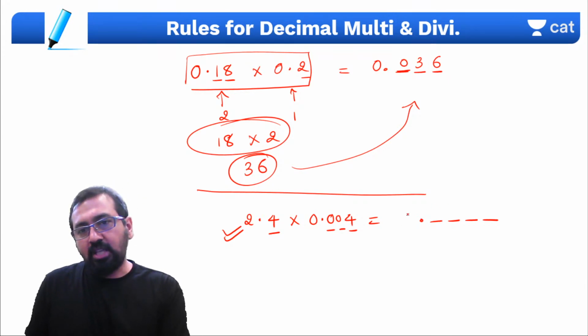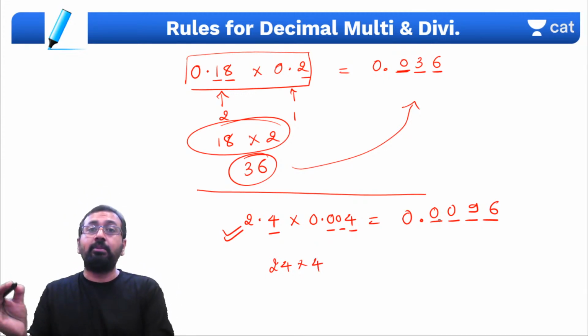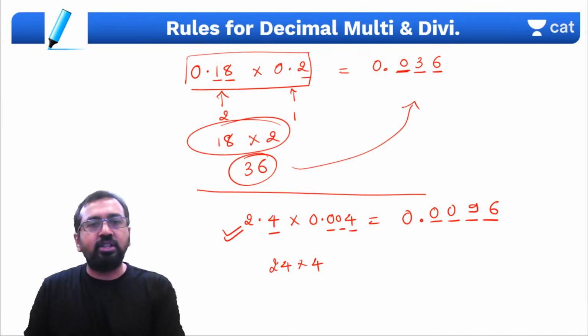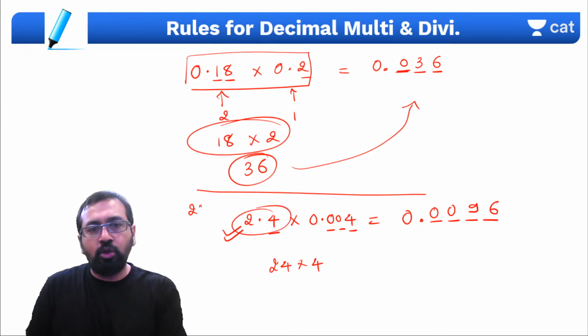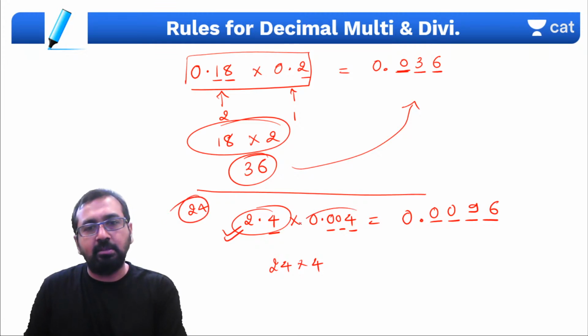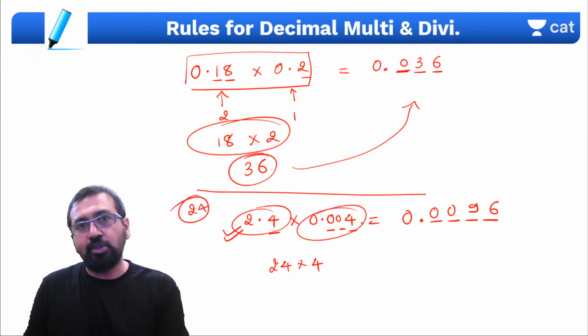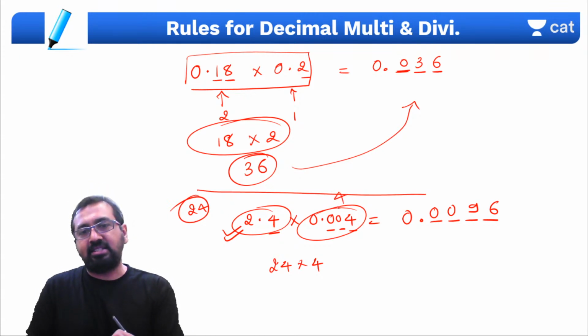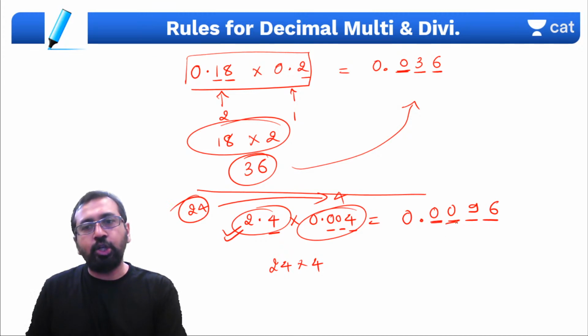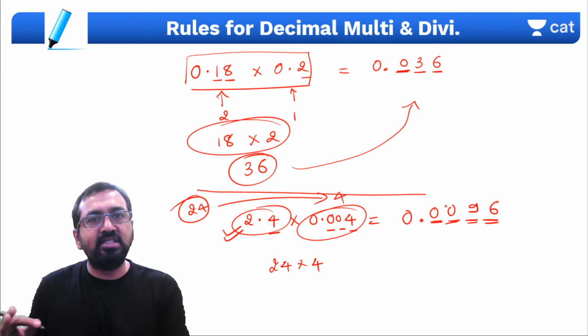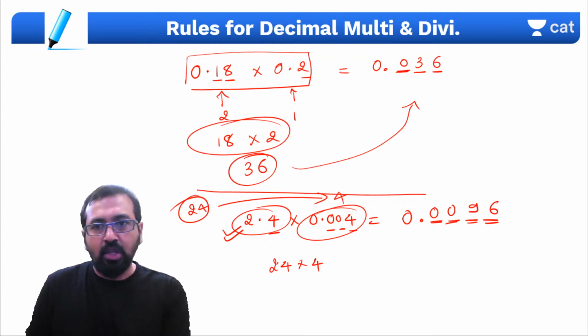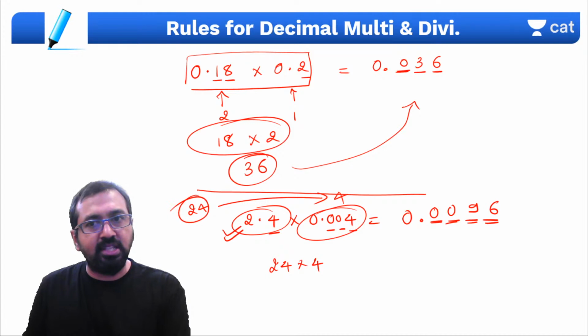Great. So the answer should be 0.0096 because 24 into 4 is 96. Once you have identified how many decimals will be there in the answer, just remove the decimal. So this 2.4 would look like 24 after removing the decimal. 0.004 will become 4 if I eliminate the decimals. So 24 into 4 is 96, and since we wanted 4 digits after decimal, it should be 0.0096.